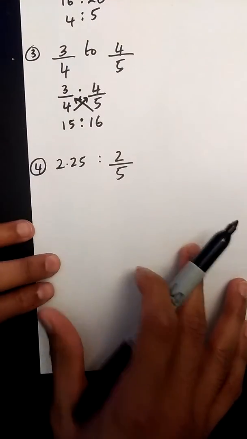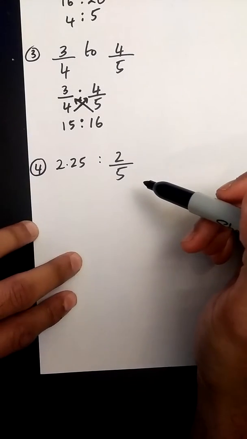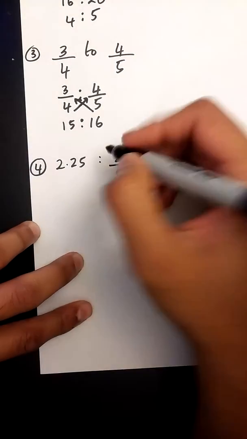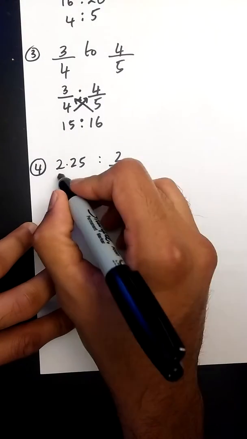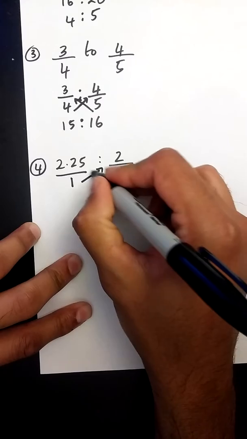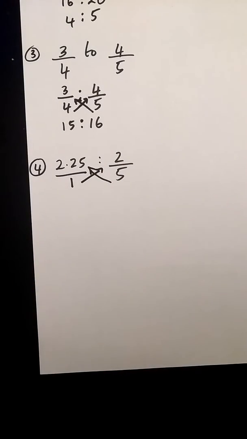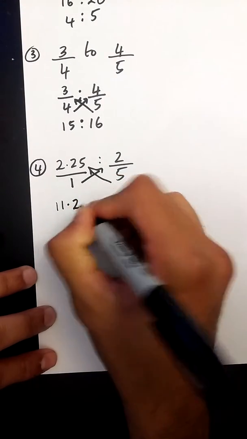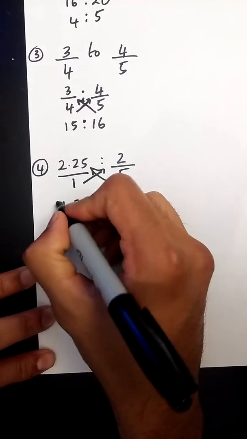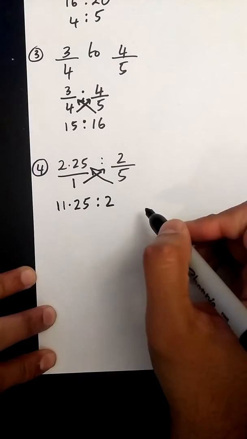Okay, and finally in this last question here, you see we have a decimal and we have a fraction. Again, a lot of different ways to do this. For me personally, I just like getting rid of my fractions first. So I'm going to make that over 1, and then I'm going to cross multiply. So 2.25 times 5 is 11.25. 2 times 1 is just 2, so I have 11.25 is to 2.